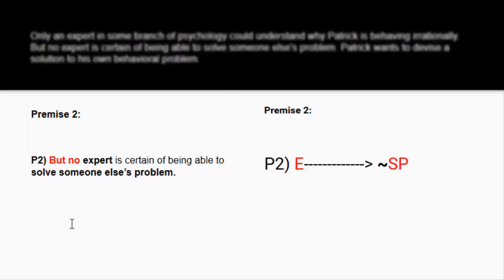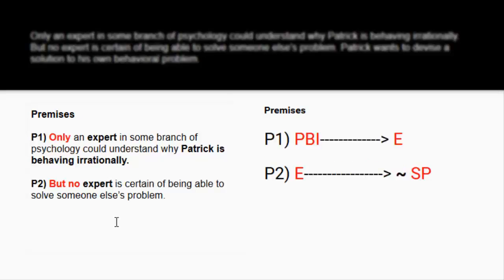All right, guys. So the word no, remember, no is functionally the same as the word none. So no negates the necessary. That's the mnemonic device you want to remember. Okay, so expert, arrow, not SP, which stands for solve someone else's problem. Okay, we abbreviate this whole thing. All right, so let's put them together and let's see what we have.